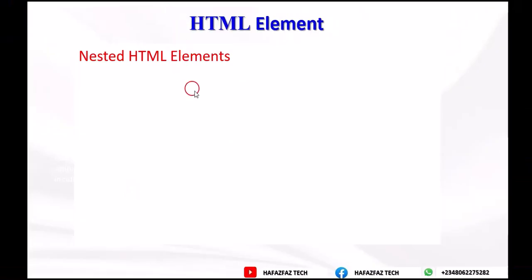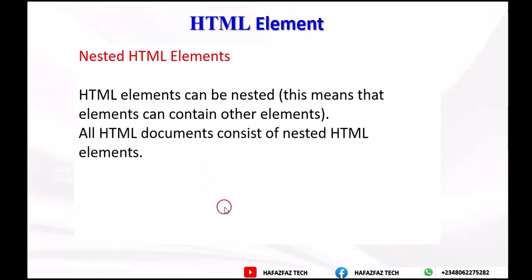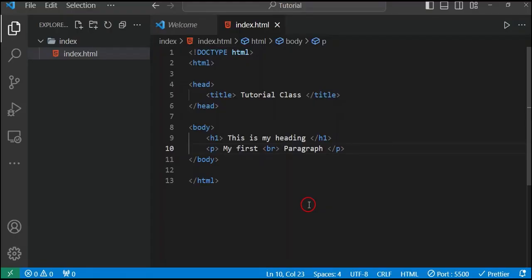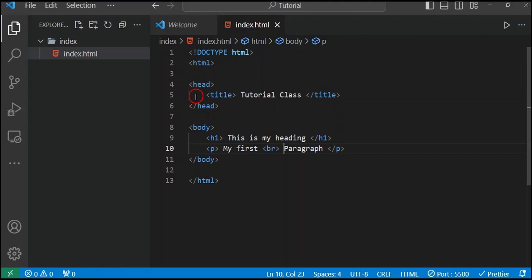Then we have nested HTML elements. HTML elements can be nested. It means what? That elements can contain other elements. All HTML documents consist of nested HTML elements. What nested element basically means here is that now we have our HTML tag, which is our root element, right? Now we see that this head tag is under the HTML tag. Now this is what they call nested. That is, any element that can contain any other element is called a nested element.